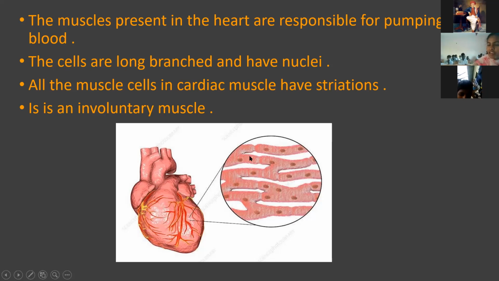Next, it is involuntary. We cannot control it. It is the unconscious state. The voluntary muscle is conscious, it is controlled by our brain. Involuntary means it is not controlled by our brain.